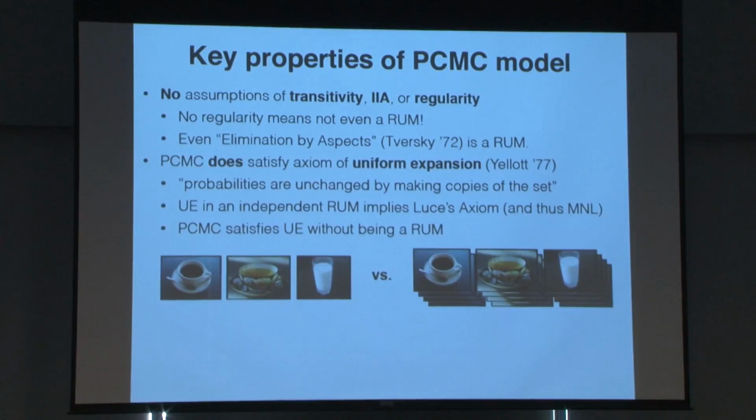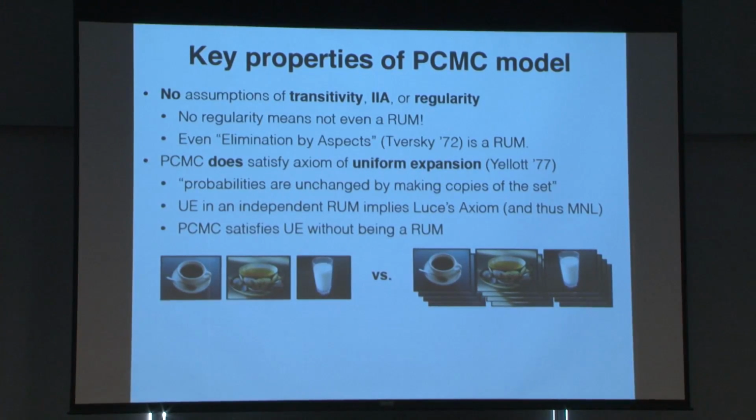So we're satisfying something called uniform expansion, which comes out of the choice theory literature in the 70s, which is this thought experiment where if you have coffee, tea, and milk, you're just as likely to pick coffee from the set coffee, tea, milk as you are to pick some version of coffee from 100 copies of coffee, 100 copies of tea, 100 copies of milk. So you go to the table back there, and the relative probability of picking coffee, tea, milk shouldn't depend on how many copies of coffee, copies of tea, copies of milk there are in the back. It's more general than IIA, it turns out. But it can be shown to imply Luce's axiom under an independent RUM structure. Happy to talk about that offline.